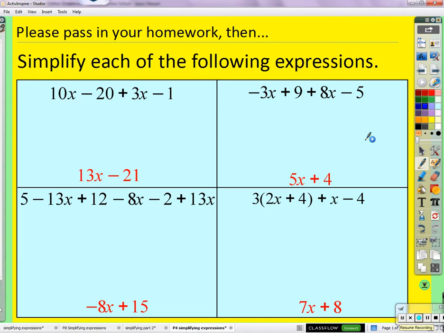You don't have any of our paper. No, these, we should have just done this in our notes. What's that? Yes. When you walked in, it says, please pass in your homework, and then simplify each of the following expressions. Okay. You gotta read the front of the room every day. Yes? What?